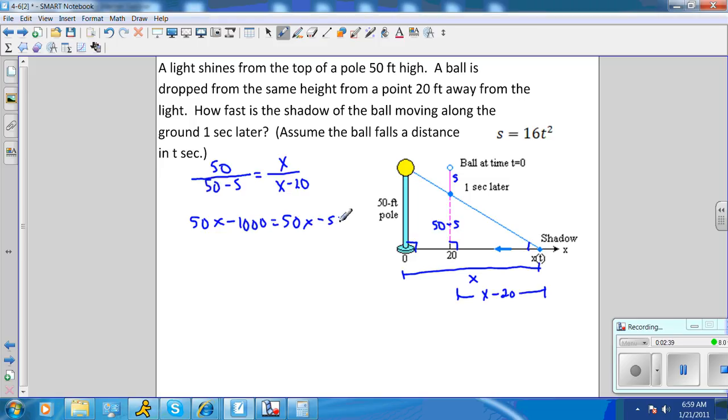minus sx. So let's solve for s. Now the 50x terms will cross out when we subtract. Actually, let's solve for x, since I think that's what we're trying to find, how fast the shadow is moving. The shadow's on the x anyways, so let's solve for x. We'll divide by negative s, so x is 1000 over s.